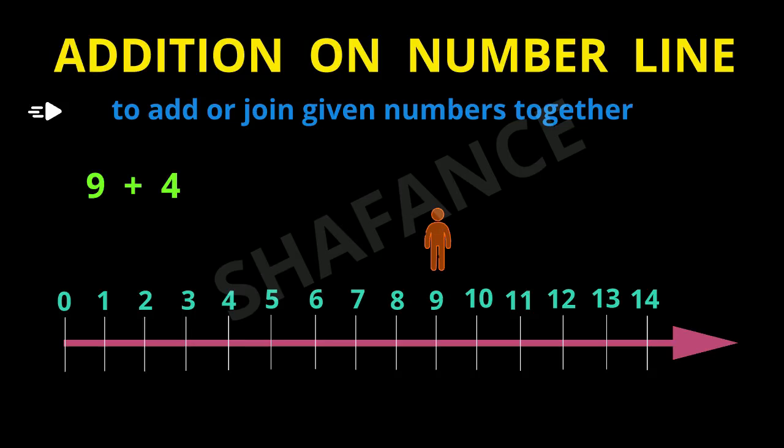Now we will add, that is, again move in the same direction. And how many places? The person will move 4 places. So from 9, the person moves to 10, 11, 12 and 13. Now the person is at digit 13. And now we have done the operation also. We have taken 9 places. We have added, that is moved in the same direction, 4 more places also. And now we have completed the operation.